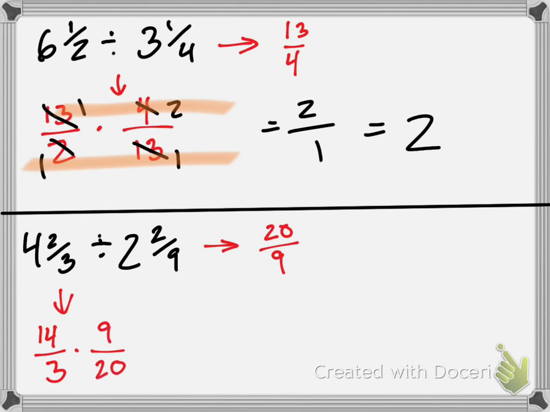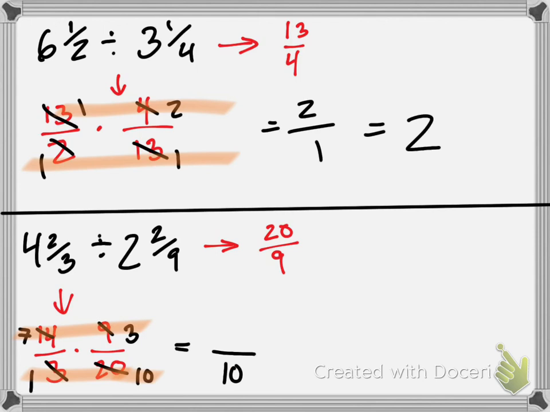20. Perfect. 9/20ths. We can cross cancel. 14 and 20 are both divisible by 2. 7 and 10. 9 and 3 are both divisible by 3. 1 and 3. I want you to cross multiply for me, please, Hannah.